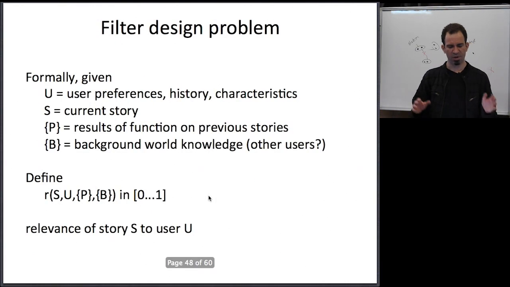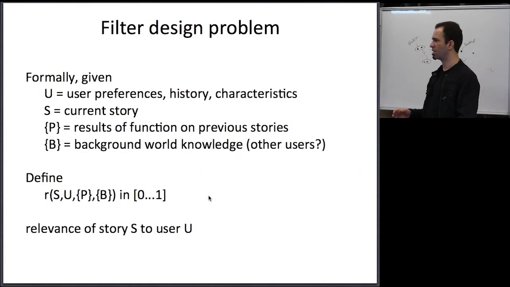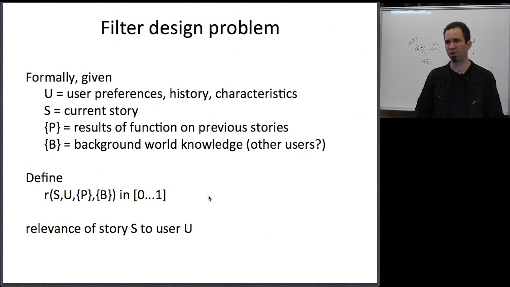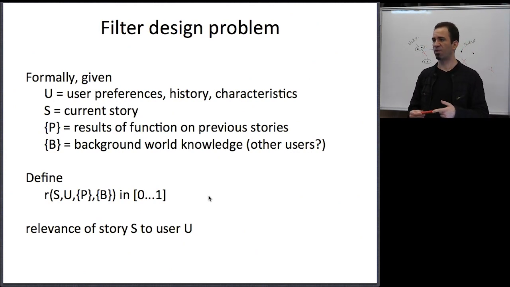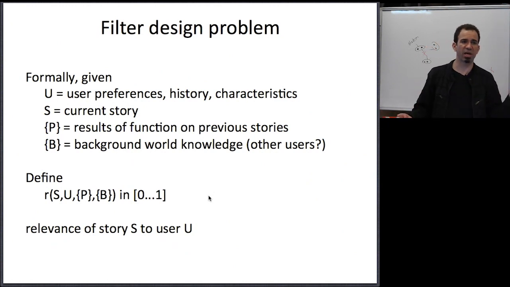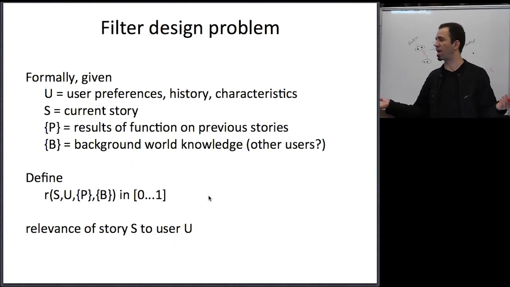OK, we're now in a position. This is the mathematical definition of the filter design problem. We're going to look at a different definition later that's, I guess, broader. But this lecture is on filter design algorithms. So this is the formal definition of a filtering algorithm. The basic idea is you take everything that the computer knows and you have to compute a ranking for each of these articles: what goes at the top, what goes at the bottom. And then you take the top 10 or the top 20 stories and you show them, and that's your personalized news.